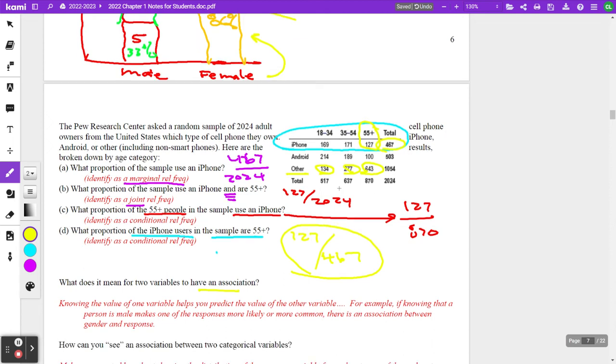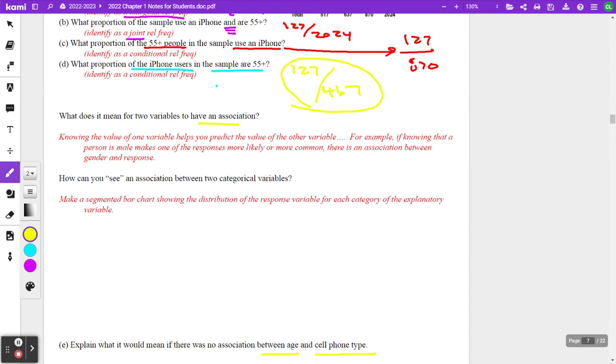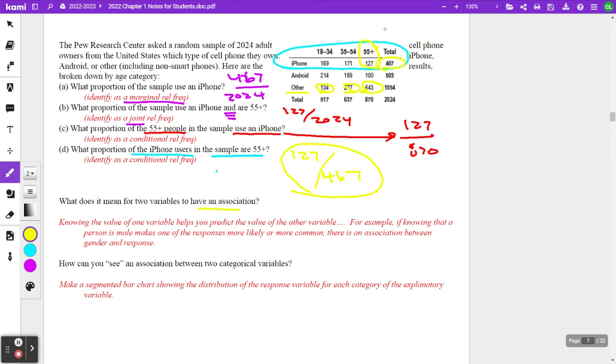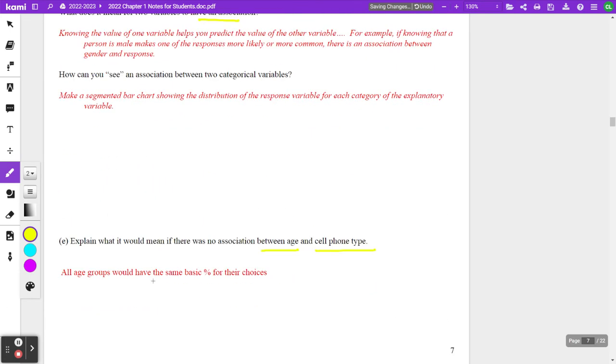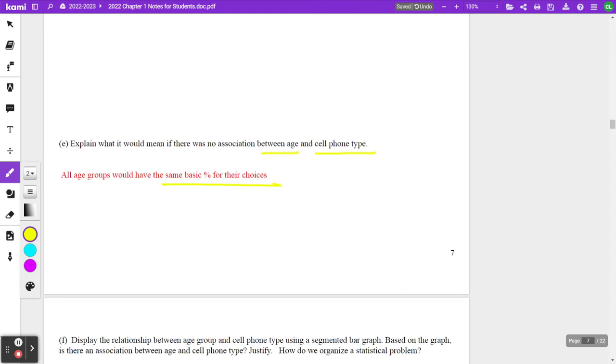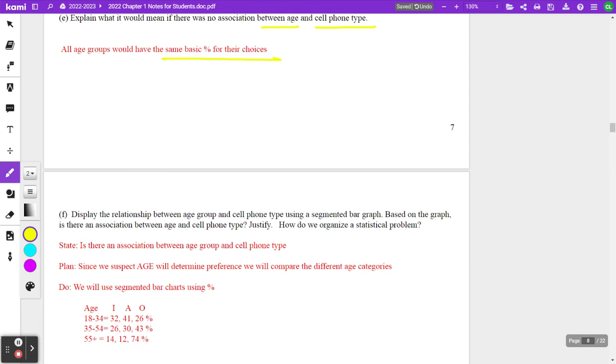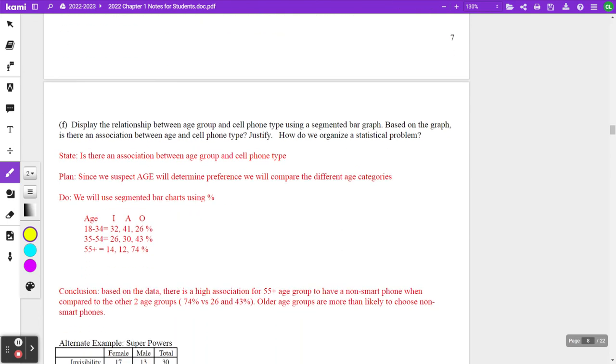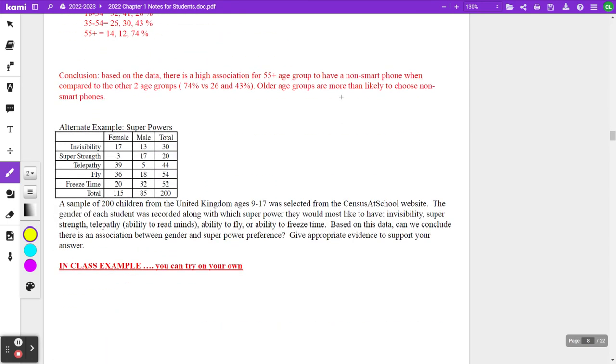And you can visually see that piece. So if it didn't happen that way, all of these numbers inside of here would be even. So your percentages would be the same. You'd have the same basic percentages for their choices. So there would be no ability to say, oh yeah, I'm older, so I need a less smart phone, which is what it's saying. So let's finish up here.